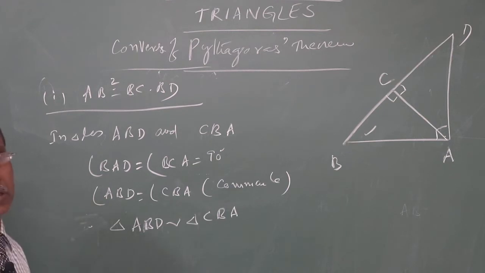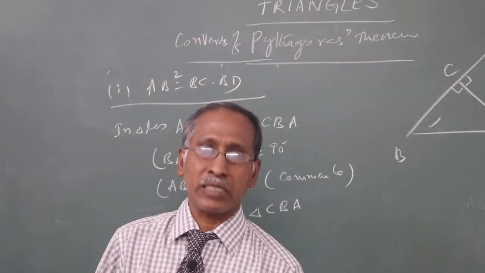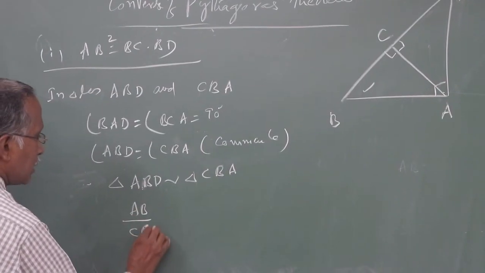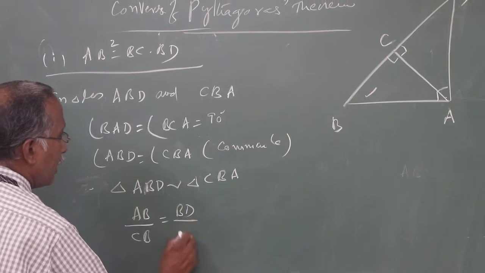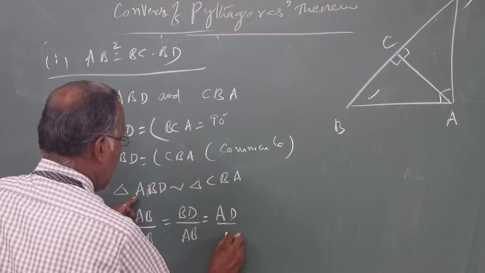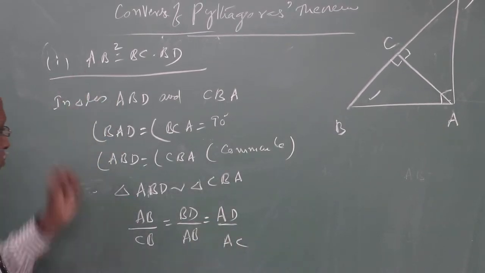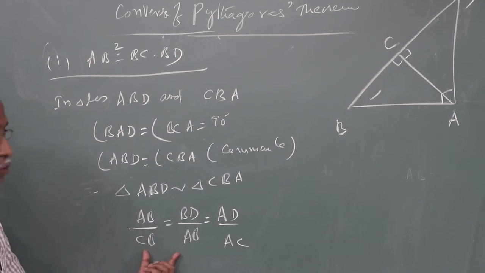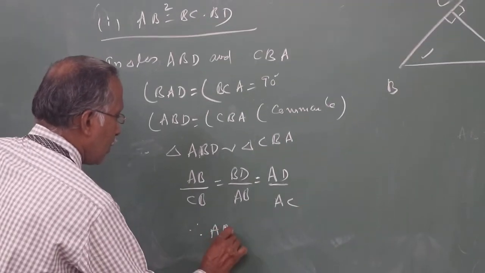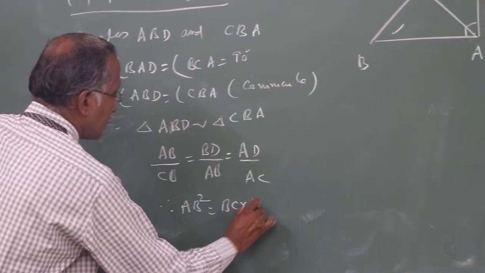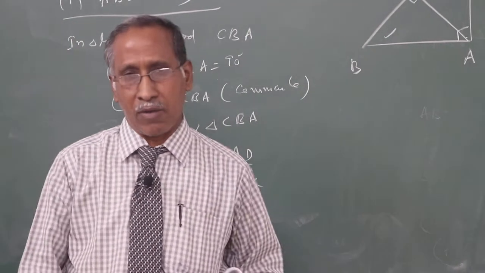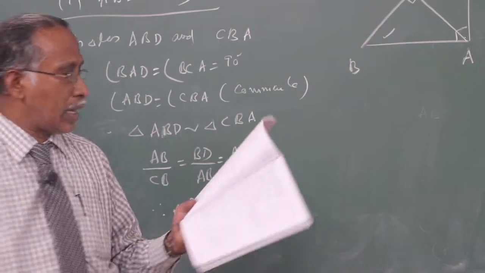When two triangles are similar, their corresponding sides are in proportion. Write the proportionality: AB by CB is equal to BD by AB is equal to AD by AC. What have to prove? AB square. Take these two, leave the other one, and do the cross multiplication. Therefore, you get AB square is equal to BC into BD. This is the way. Two more sums are there in this. Start doing them yourself by using the concept of similar triangles.